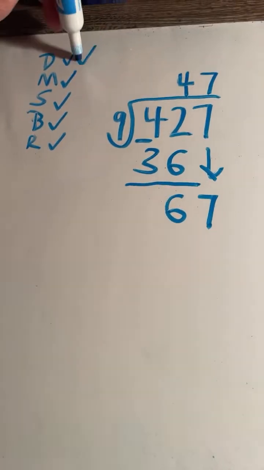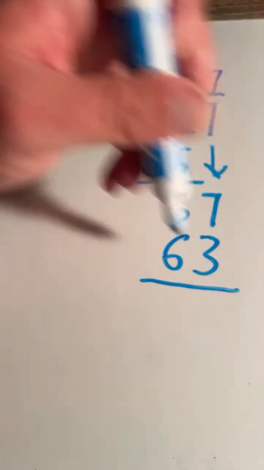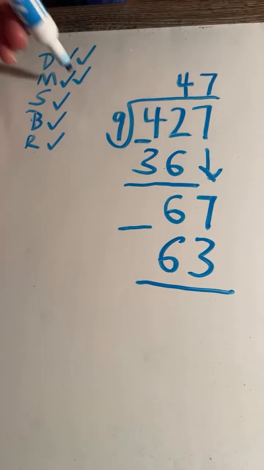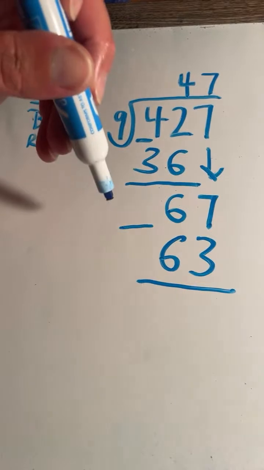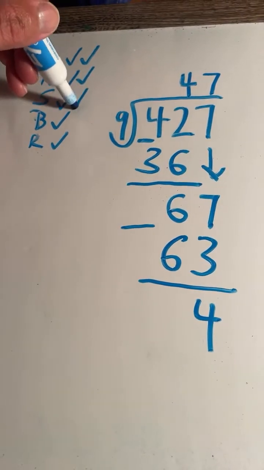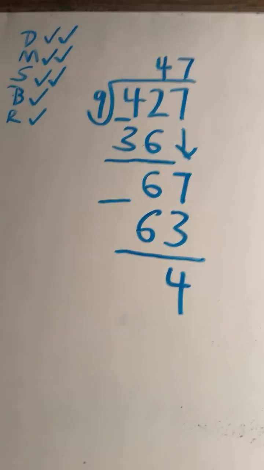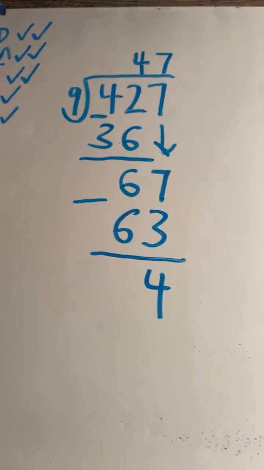So we divide. Next, we multiply. 7 times 9 equals 63. Next, we subtract. 67 minus 63 equals 4. Now, there is nothing left to bring down, so we have a remainder here. So our answer is going to end up being a mixed number.